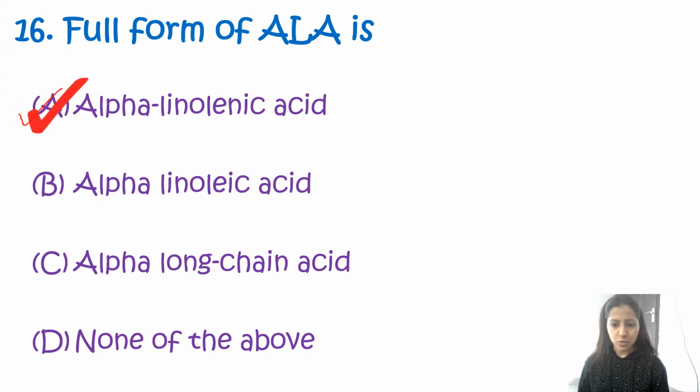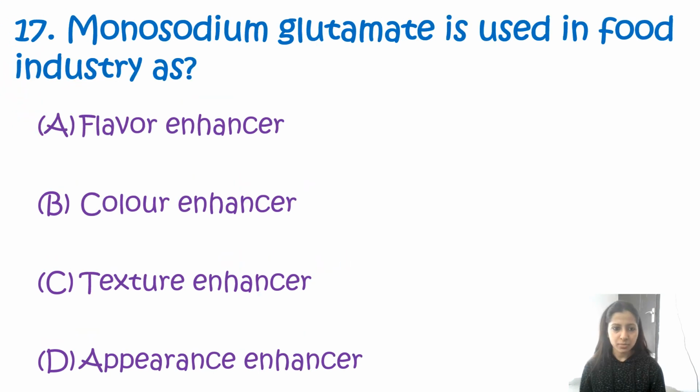Option number A. Question number 17. Monosodium glutamate is used in food industry as option number A, flavor enhancer, option number B, color enhancer, option number C, texture enhancer, option number D, appearance enhancer.